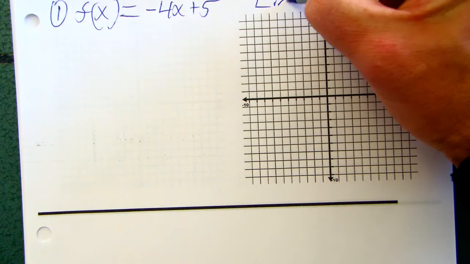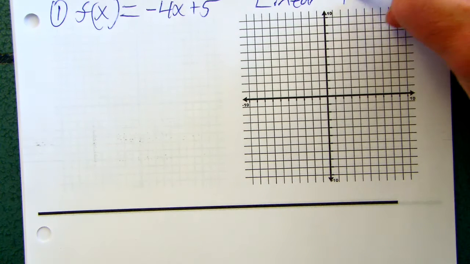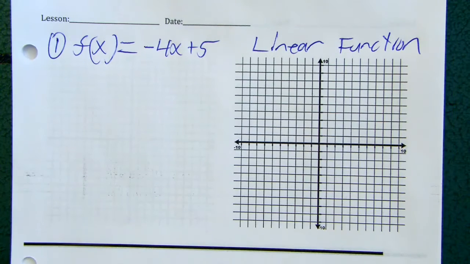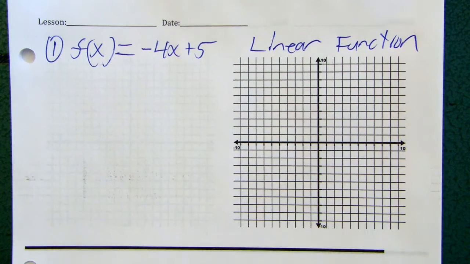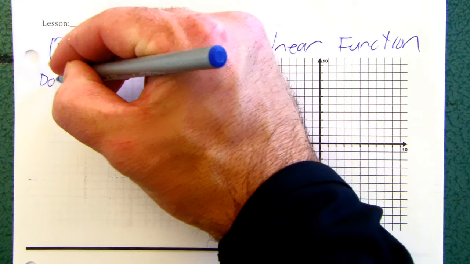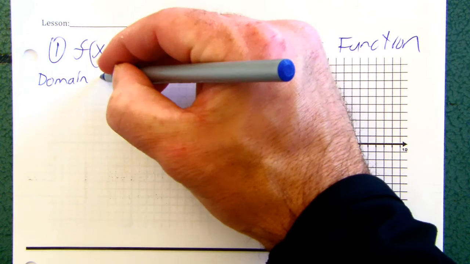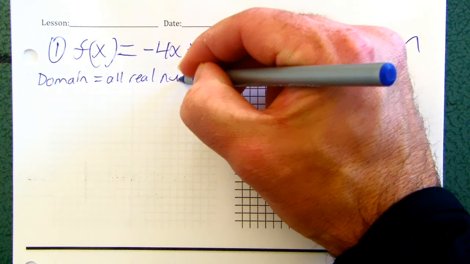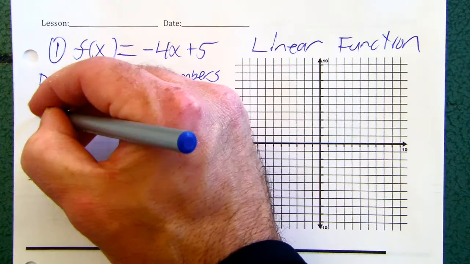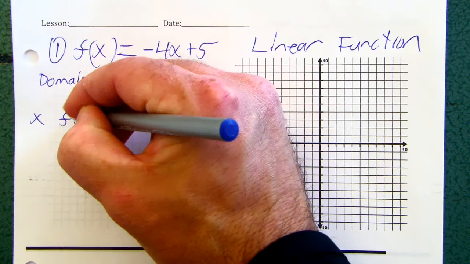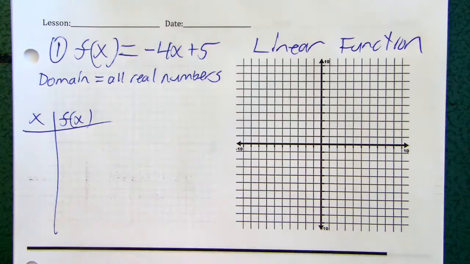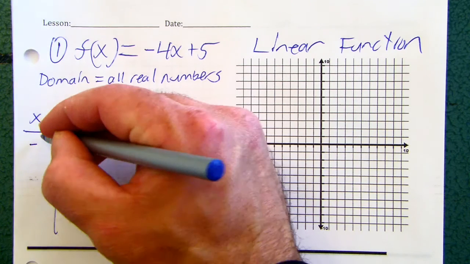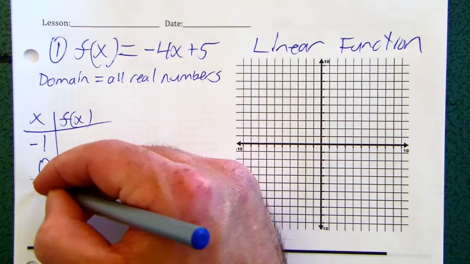So first up is just our basic linear function. Again, all these, you can pick whatever x values you want, okay? So your domain is all real numbers. So it just means you can pick any numbers you want. So let's go with -1, 0, and 2.